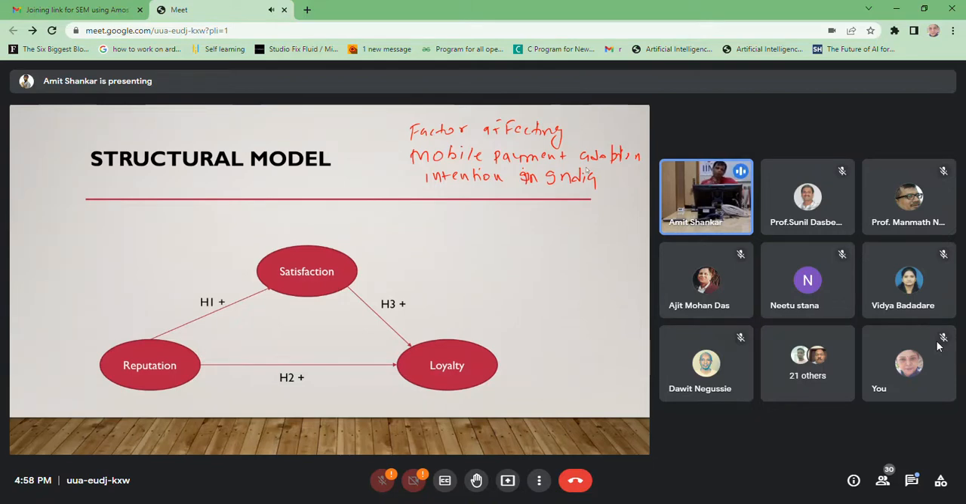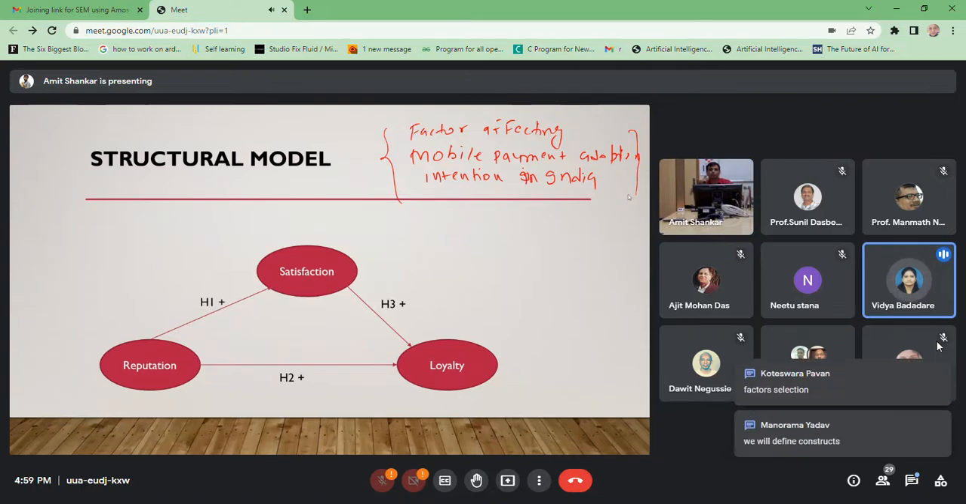Once I get the problem statement, what will we do first? Can anyone tell me? If this is my problem statement, what is the first step in research? Anyone? We will take a review regarding mobile payment adoption intention. Very good, Vidyaji, very good.